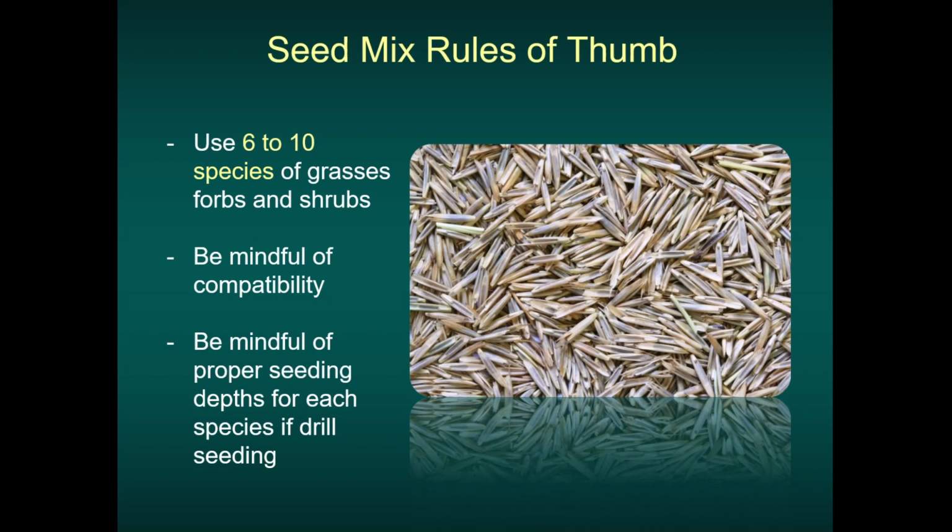And also be mindful of seeding depth. A lot of times we'll see grasses and forb seeds mixed together where the grasses need to be planted at a 1/2 inch to 3/4 inches deep or even more, and the forbs tend to need to be seeded right on the soil surface. If you try to put them all in one mix together, you're not going to get good establishment of something.